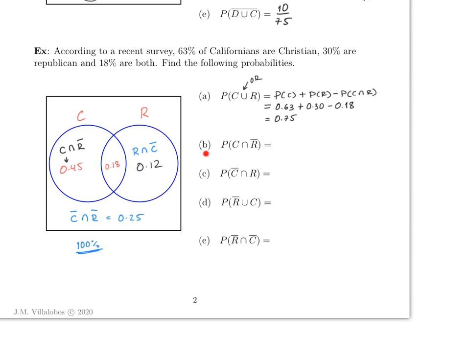Part B is just asking what percent is Christian but is not Republican. So you already have the answer here. It's 0.45. Part C is asking what percent is Republican but not Christian, which is this one right here, 0.12. And part D again is the trickiest one, so let's leave this to the end again. And part E, it says what percent is not Republican and is not Christian, which is this number right here. So this will be 0.25.